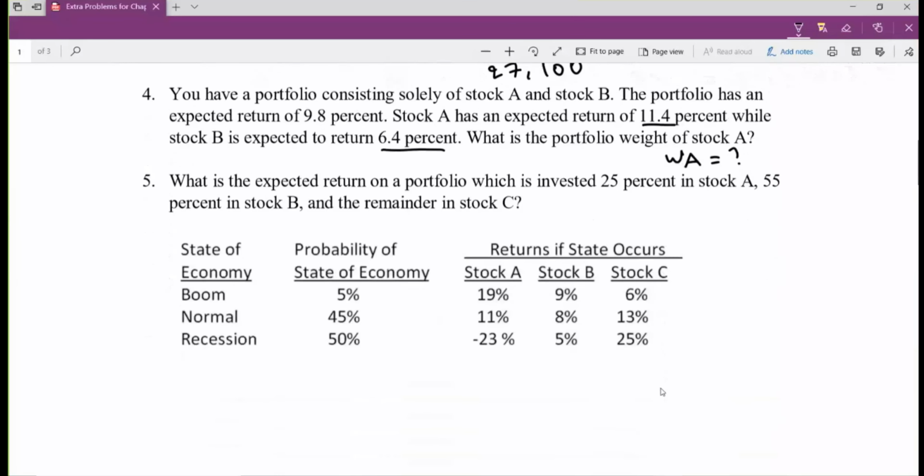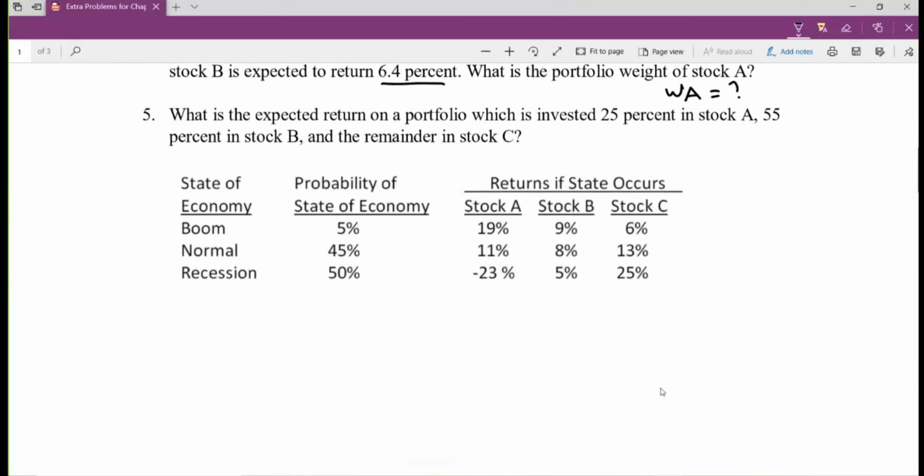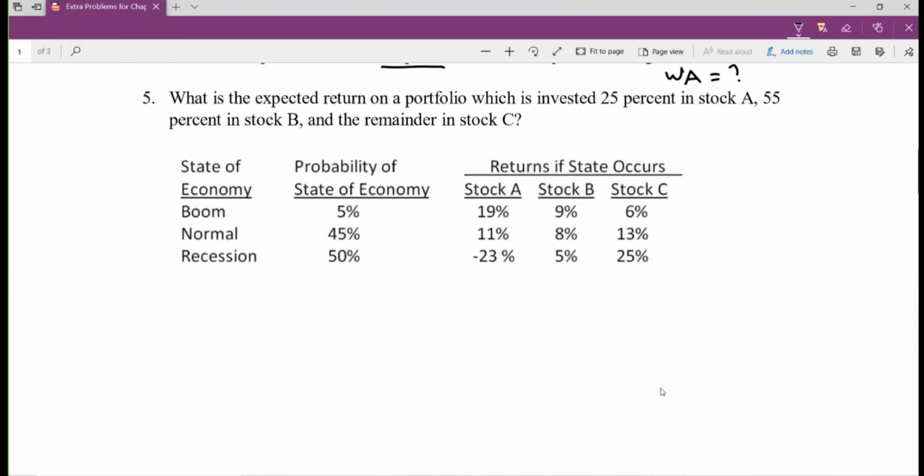Number 5 now. What is the expected return on a portfolio which is invested 25% in stock A, 55% in B, and the rest in stock C? So here, if I want to compute the weight of C, I can say that WC equals 100% minus 25% minus 55%. So the weight invested in C is going to be equal to 20%.